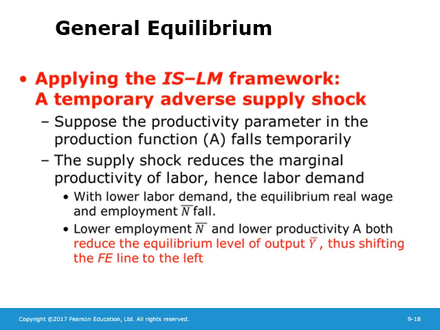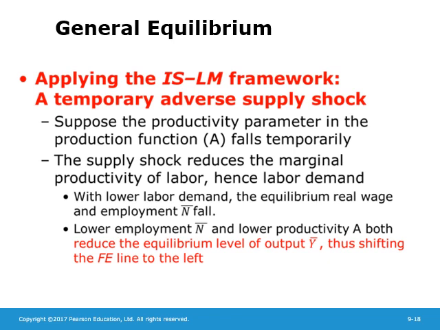So to better understand general equilibrium, we are going to apply the IS-LM framework to an example of a temporary adverse supply shock. As you may remember from our beginning lectures, a temporary adverse supply shock can happen due to, for example, bad weather or an increase in the price of oil. Any of these can happen and lead to an adverse supply shock.